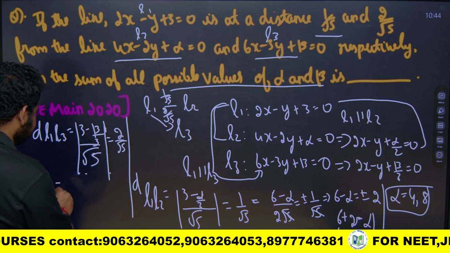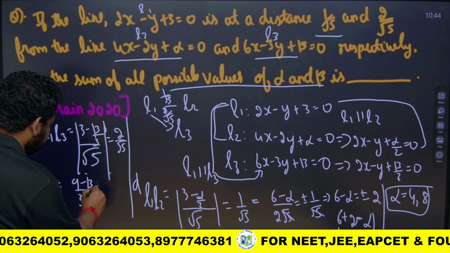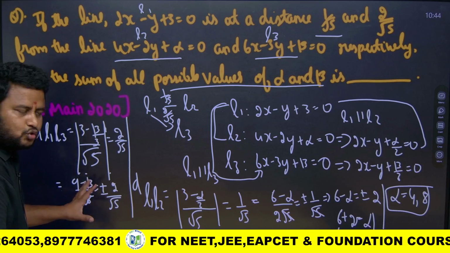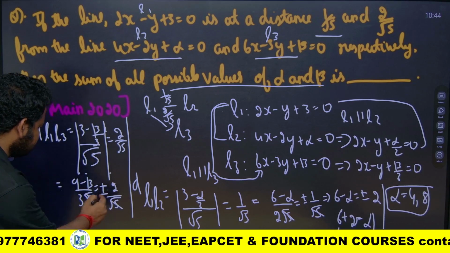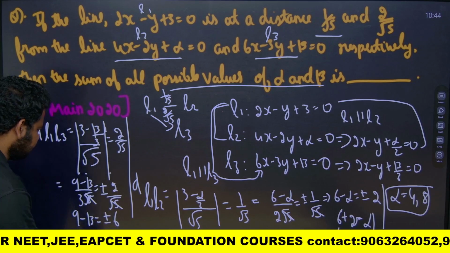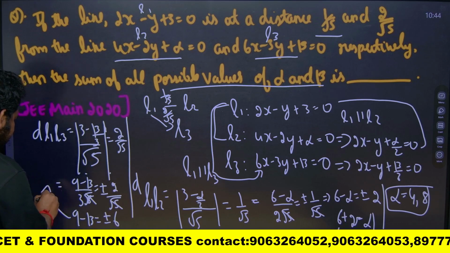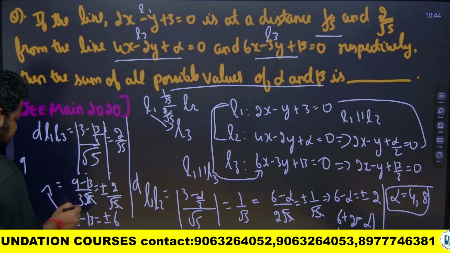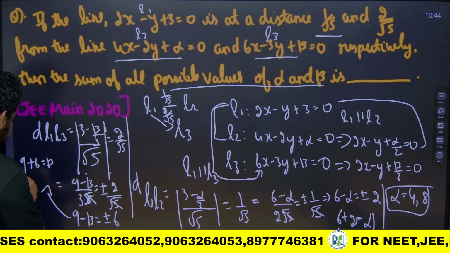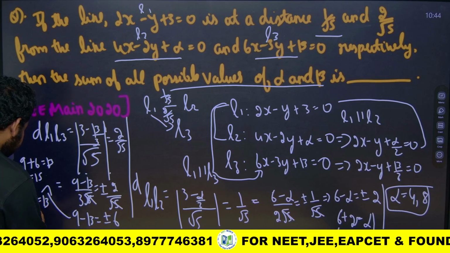Now if I calculate this, 3 times 3 is 9, so 9 minus beta by 3 root 5 is equal to plus or minus 2 by root 5. Here root 5 and root 5 cancel. So 9 minus beta is equal to plus or minus 3 times 2, which is 6. That means beta will be equal to 9 plus 6, that is beta is equal to 15. Another one is 9 minus 6 is equal to beta, that is beta is equal to 3.